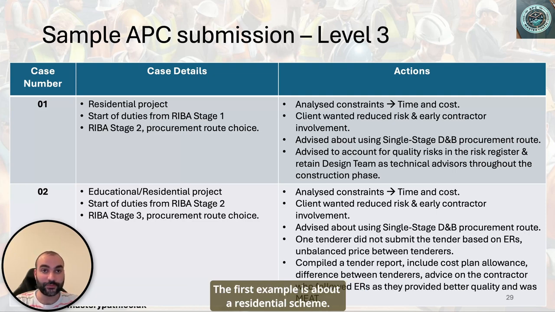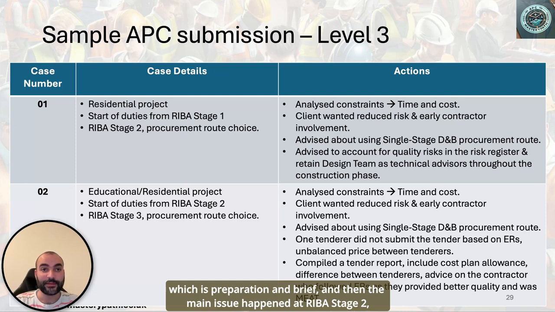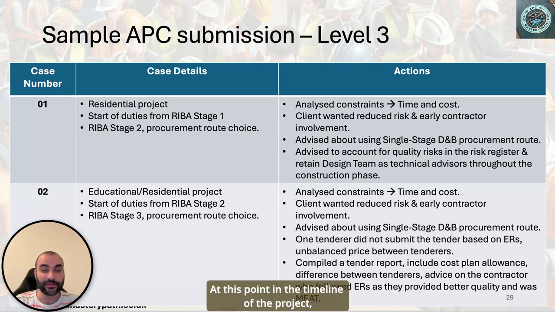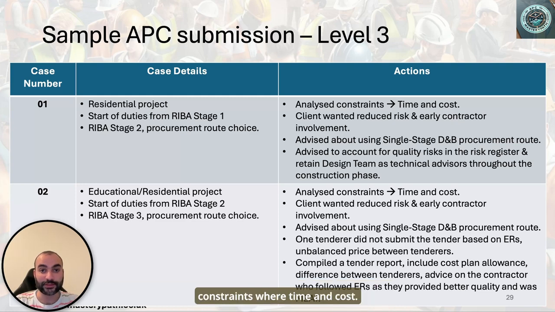The first example is about a residential scheme. The start of the quantity surveying services is in RIBA stage 1, which is preparation and brief. And then the main issue happened at RIBA stage 2, which is conceptual design. At this point in the timeline of the project, the client wanted to have a better understanding of the most suitable procurement route. The quantity surveyor had a conversation with the client to understand further the client requirements and constraints, and the actual constraints were time and cost.